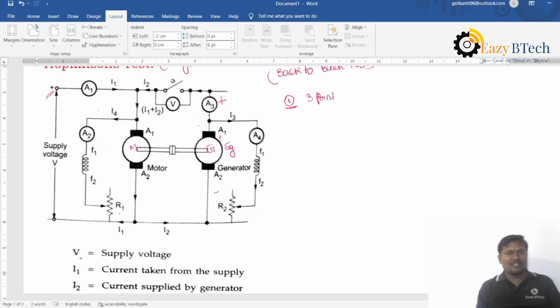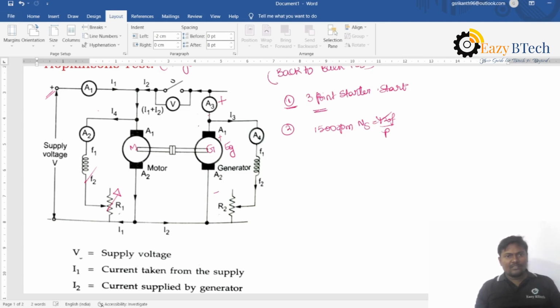But here the 3-point starter is not mentioned. Start the motor with the help of a 3-point starter. After that, adjust the field rheostat of the motor to the rated speed, that is 1500 RPM. Ns is equal to 120 f divided by P, where f is the frequency of the back EMF.